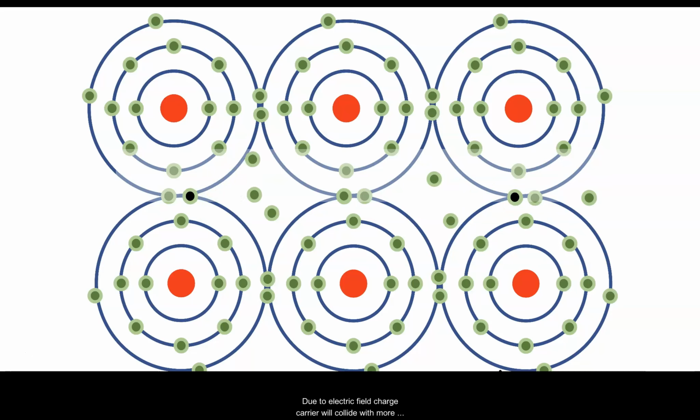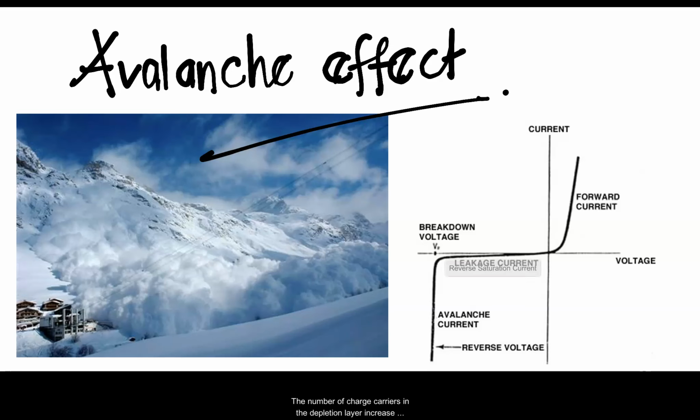Due to the electric field, charge carriers will collide with more atoms and create more free electrons. Hence, the number of charge carriers in the depletion layer increases drastically, and we will see a sudden jump in the reverse saturation current. This effect is called the avalanche breakdown effect, and the voltage after which it occurs is called the breakdown voltage.